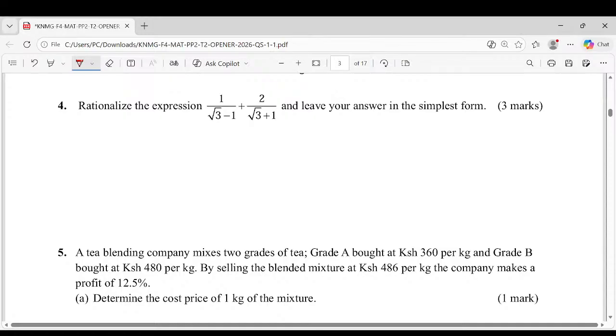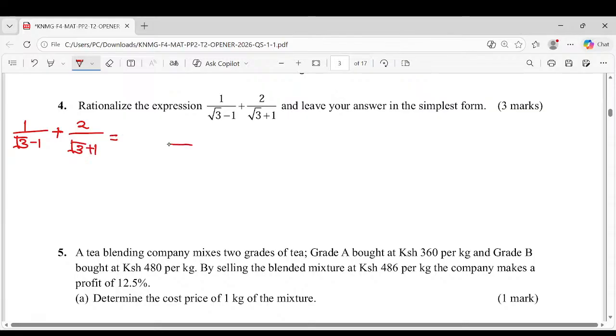Rationalize the expression 1 over root 3 minus 1 plus 2 all over root 3 plus 1. So when you have this, it is like saying 1 over root 3 minus 1 plus 2 over root 3 plus 1.